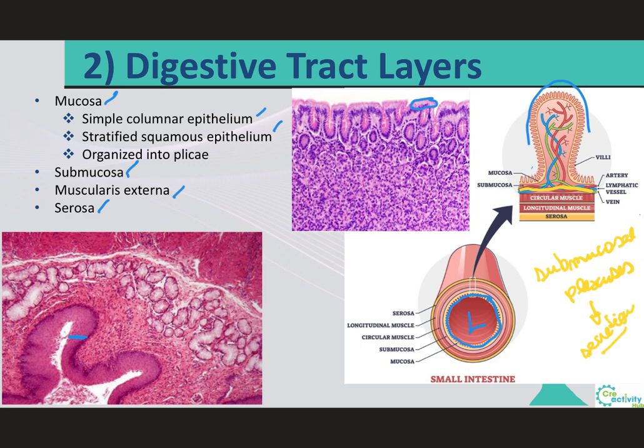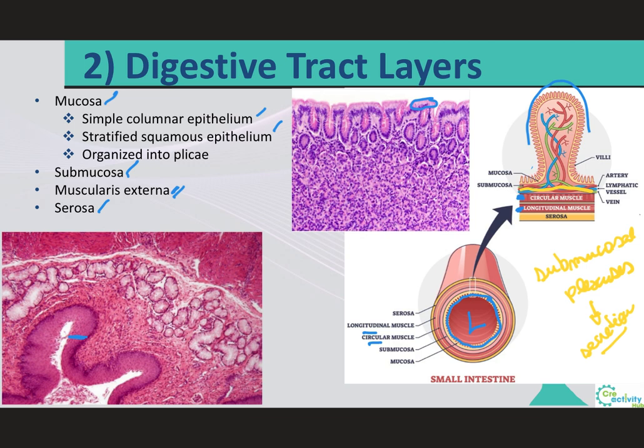Next, we have what we call the muscularis externa, and like the name says, it will be made up of muscles. More specifically, it will be made up of smooth muscle fibers. And these fibers are going to be arranged in both circular and longitudinal layers. The inner layer encircles the lumen, therefore, this will be your circular muscle layer, whereas the outer layer will contain muscle fibers that are going to be oriented parallel to the long axis of the tract, making up the longitudinal muscle layer.